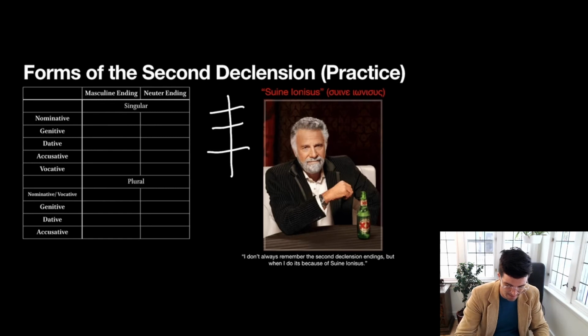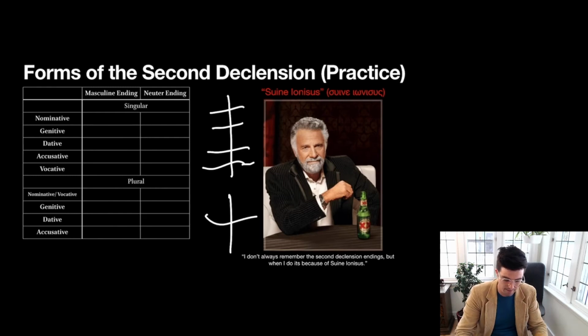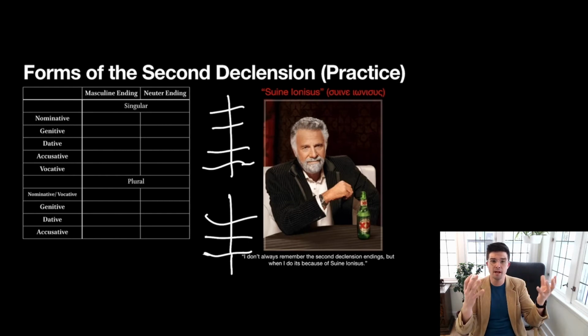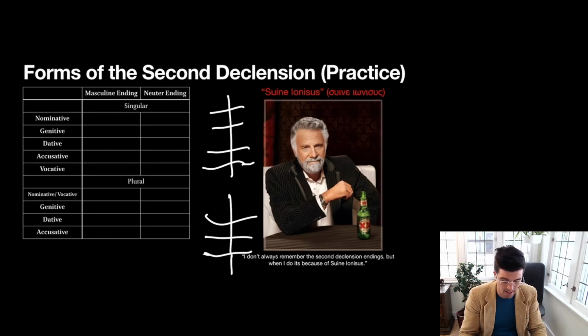It's going to have 1, 2, 3, 4, and we'll give it a fifth one for the vocative as well. A chart with 5 spaces up here, and then a chart with 4 spaces here. And see if you can fill in your endings for the second declension in the masculine on this side, the singular up here, the plural down here, and then the neuter over here on this side, knowing about our friend Swain Dionysus.